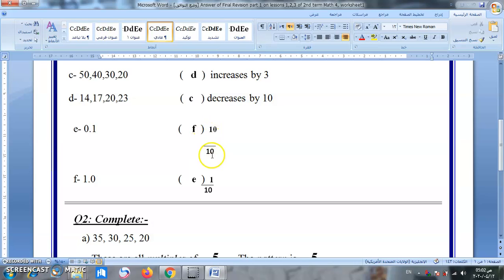And here, 0.1 equals 10 over 10 or 1 over 10? Very good, it equals 1 over 10. And here now it's 1 before the point and 0 after. So 1 means 10 over 10. Very good.